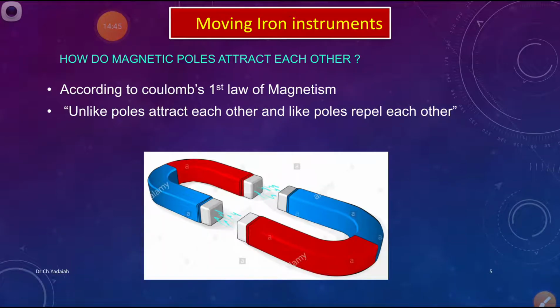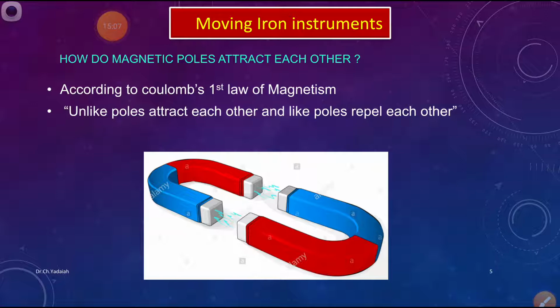You can see here is a U-shaped magnet. It has two poles, north pole and south pole, differentiated with colors. Let us assume the red color is one pole and the blue color is the other pole. Now, red color is the north pole and blue color is the south pole.